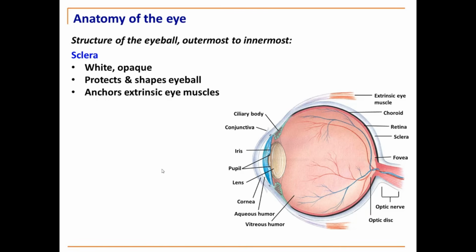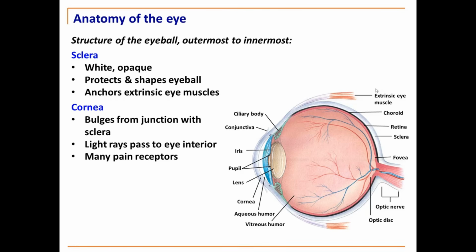So if we're looking at the anatomy of the eye and taking a look at the structure of the eyeball from outermost to innermost, the first thing that you can see is the sclera. So there's your scleral layer. That's white and opaque, helps to protect and shape the eyeball, and it helps to anchor the extrinsic eye muscles, which are there to the eyeball itself.